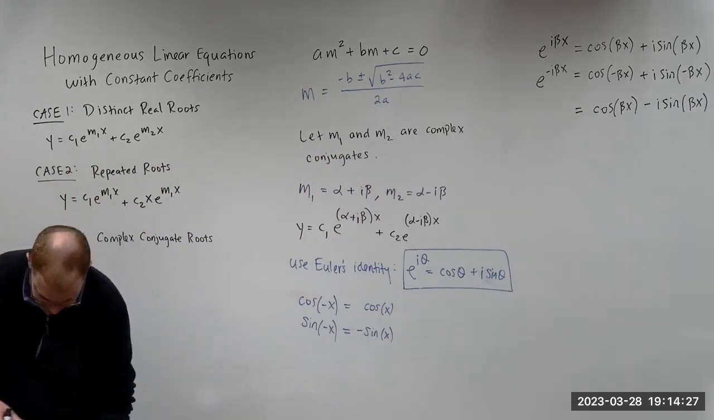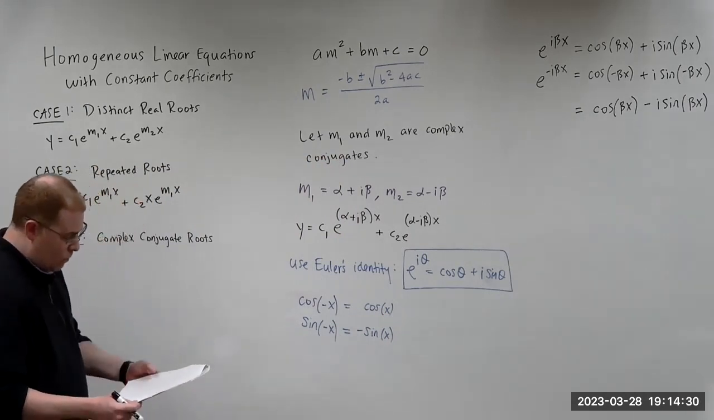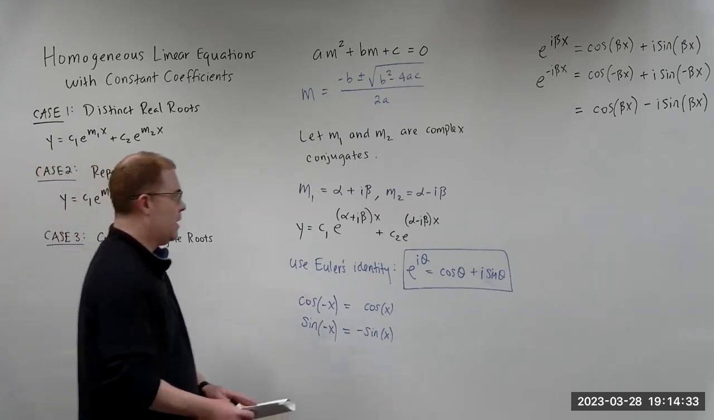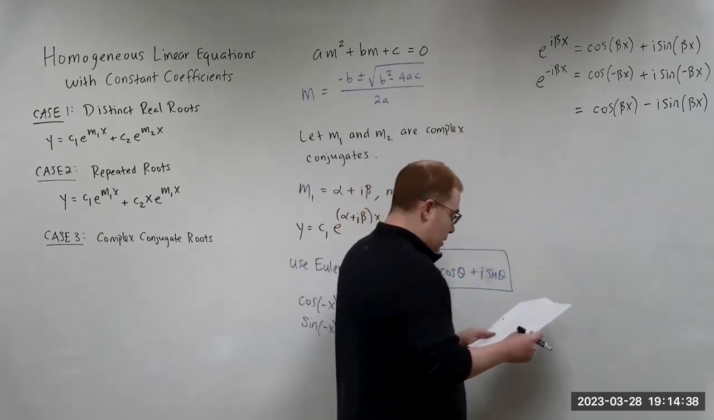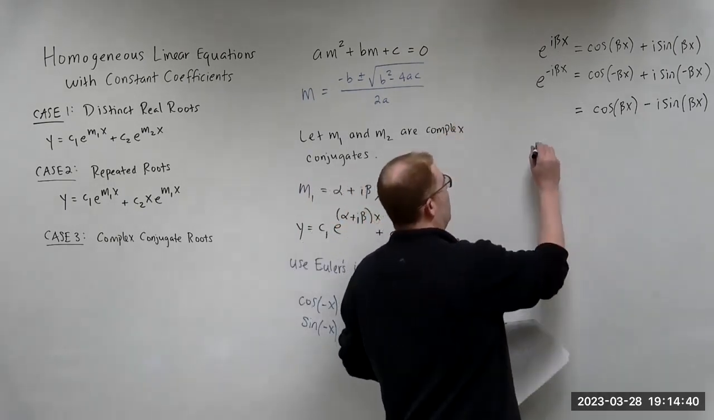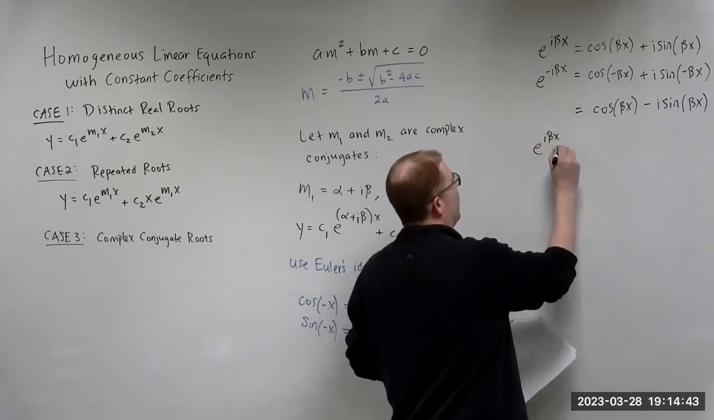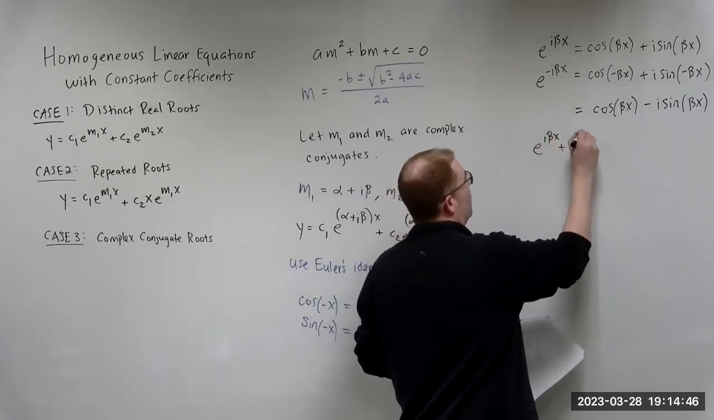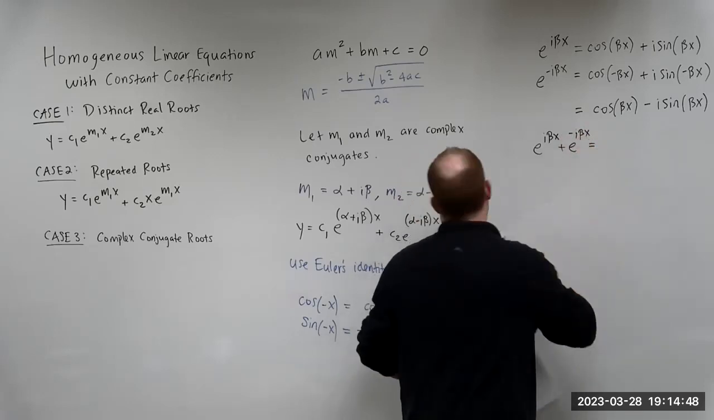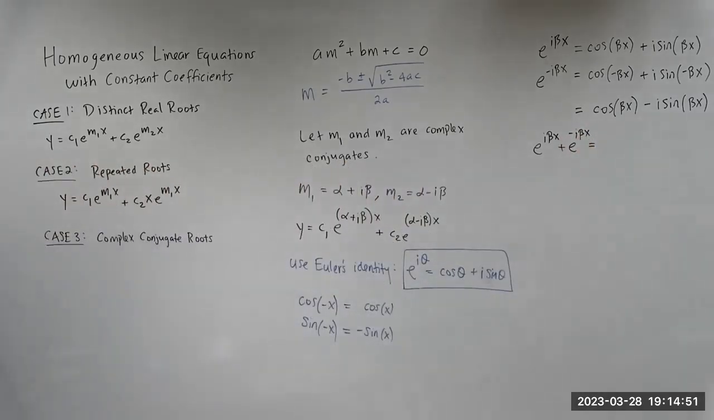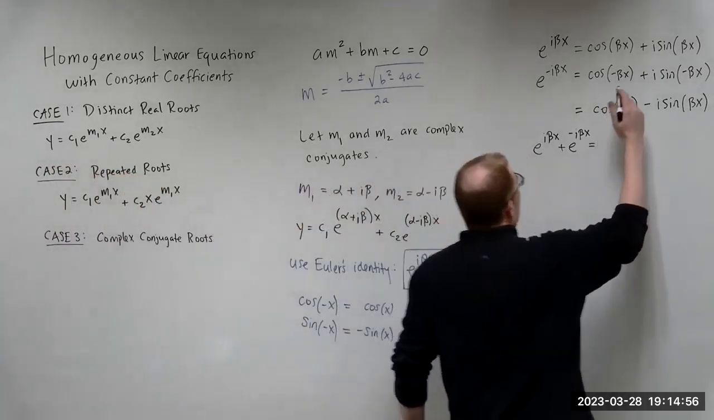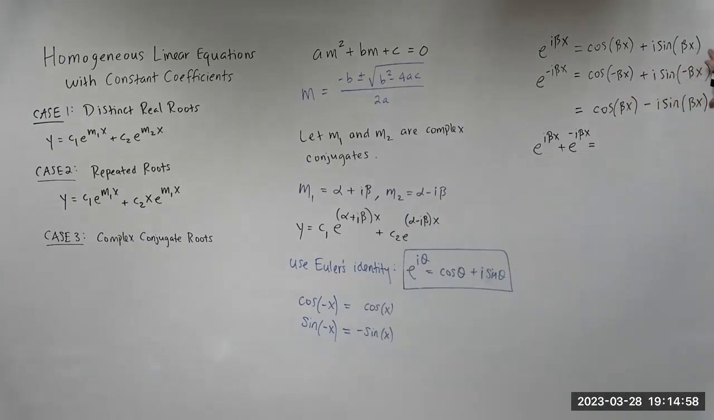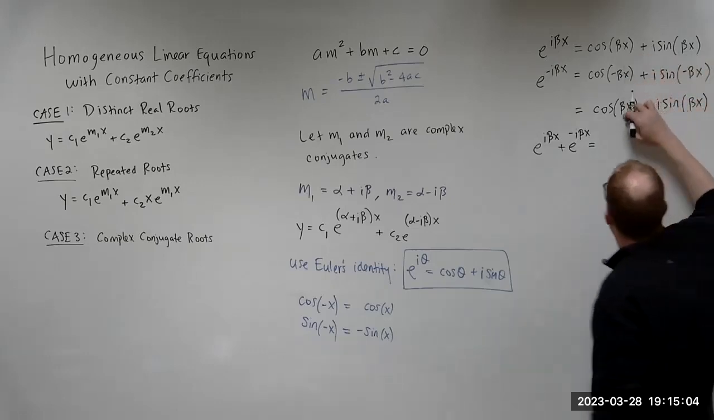Now what we can do is go ahead and add these, and then eventually we'll subtract these. All right, so let's take e to the i beta x. Let's first add them together. Make sure I'm not going off the screen there. When we add these up, the sine terms will cancel out. So if you're adding this one to this one, then you're left with two of these.